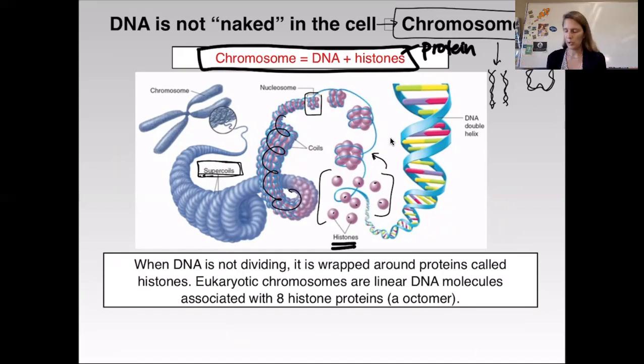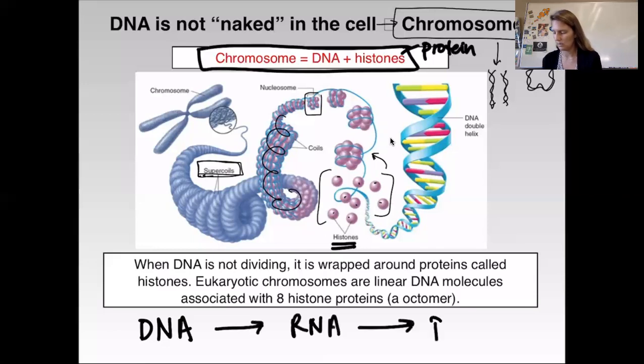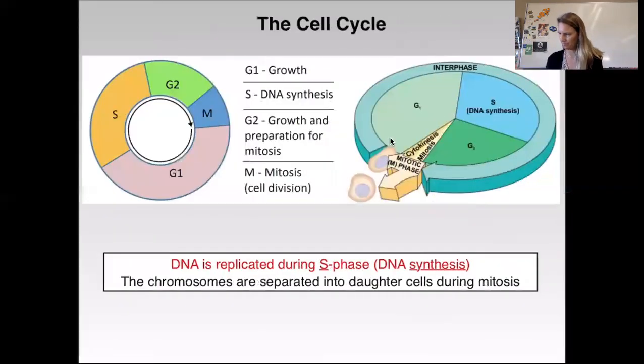Remember that we always go from DNA to RNA to protein, right? And what we're going to see is that when we go from DNA to RNA, we're also going to have to loosen up those histones to expose the DNA when we transcribe it, which we'll get to later.